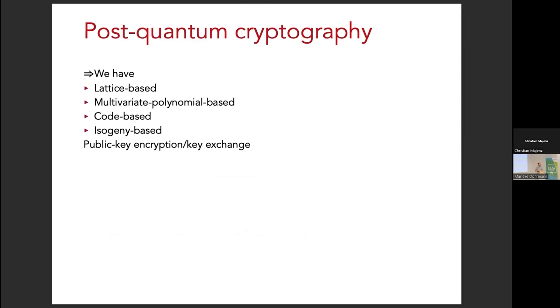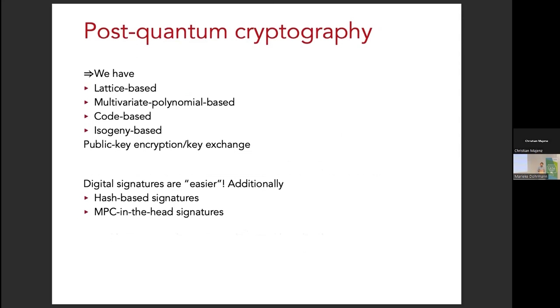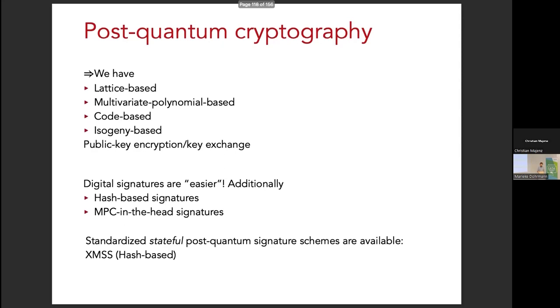And in fact, digital signatures are in a very precise sense easier to construct than public key encryption. So in addition to digital signatures based on these problems, we can also have digital signatures that are constructed from hash functions. And also there's a somewhat newer proposal called MPC in the head signatures, which is also a construction of digital signatures that is based on symmetric key primitives. In fact, there's already a standard that's quantum secure, and that's the XMSS stateful digital signature scheme.